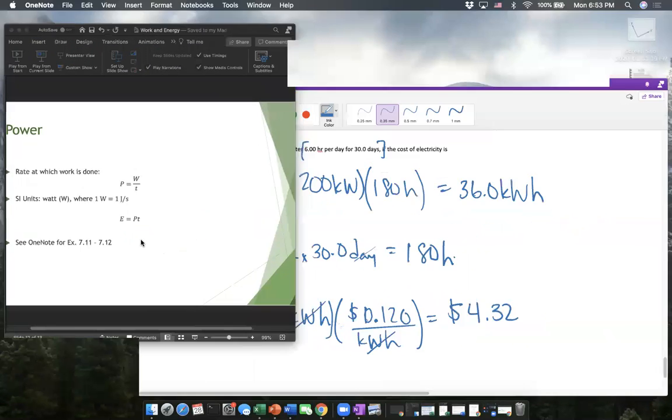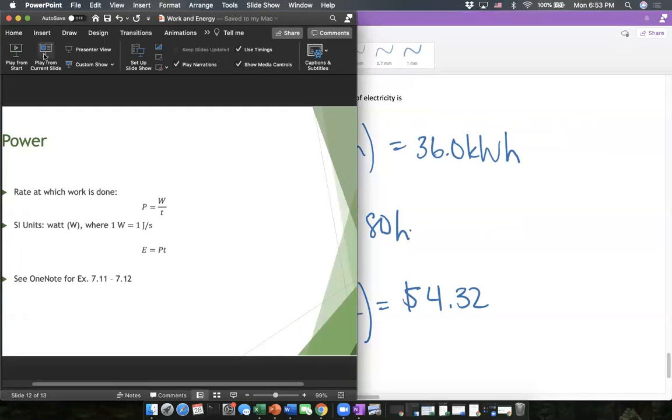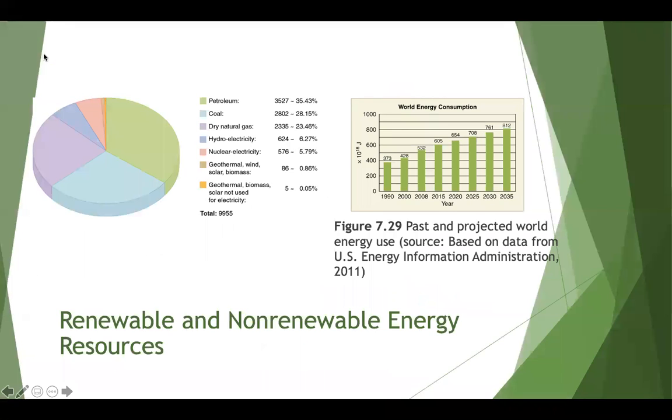And then I just wanted to talk real quick about renewable and non-renewable energy resources. Just a quick idea of it, no political standpoint here. Don't want to get into that. But just to kind of give you an idea of how much energy we use and what types of energies are non-renewable.